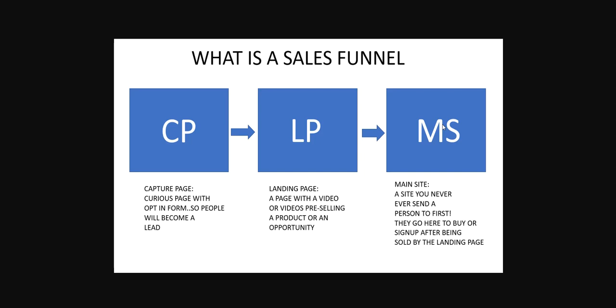The third site would be your main site. Your main site is where they go after there's a call to action on your landing page, like buy now or sign up now. You never ever want to send them here first though, because the person is not sold if they go here first. A lot of people make a mistake. They join companies, a company gives them a website, and this is what they go advertise, and they get 0 results, and they wonder why.